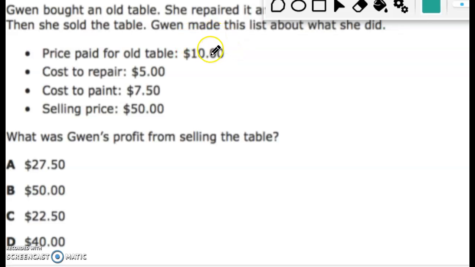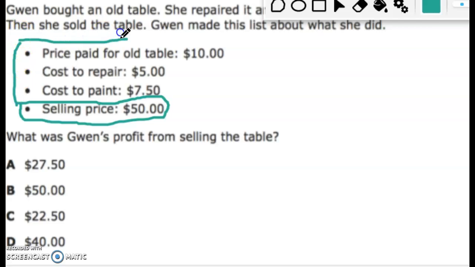So she bought the table for $10. It cost her $5 to repair it and $7.50 to paint it. And then she was able to sell it for $50. So we want to find the profit. Remember, we're going to take the amount of revenue or income, which is that $50 there, and we're going to add up her expenses. So all these, the price that she paid for the table, plus the repair and the paint, will be her expenses.